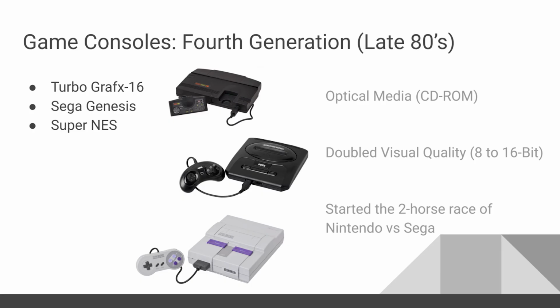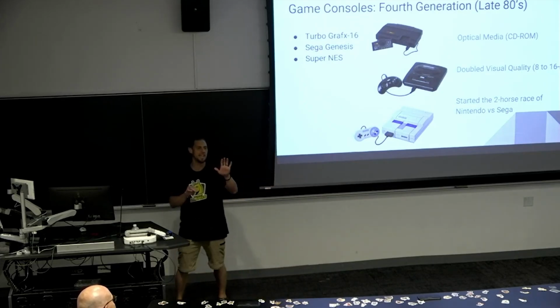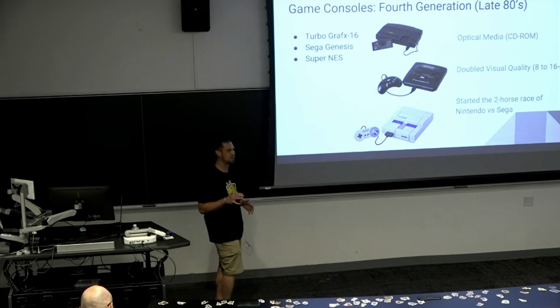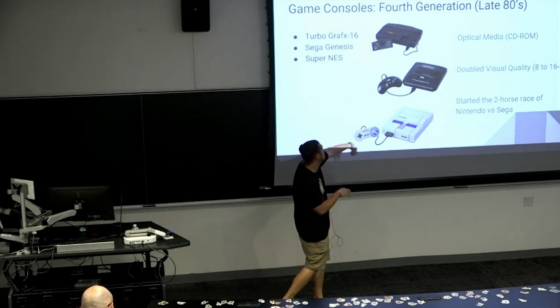We get to the 4th generation of consoles. TurboGrafx 16, Sega, Super Nintendo. So you're kind of getting down to what you would consider sort of the 2-horse race for a while. This was a Sega Nintendo battle for a good chunk of time, at least through this generation.